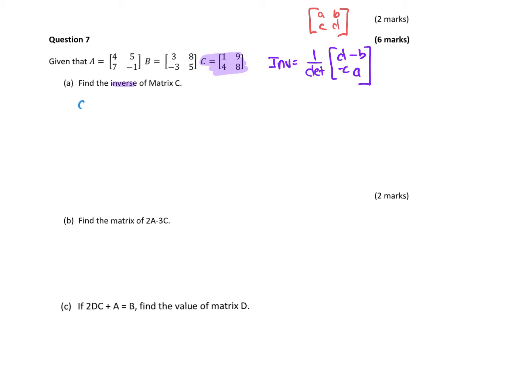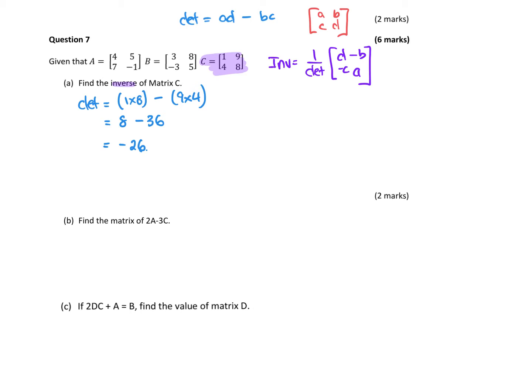First we need the determinant of C. Remember the determinant is A times D minus B times C. In this case, it's 1 times 8 minus 9 times 4. So we get 8 minus 36, which equals negative 26.